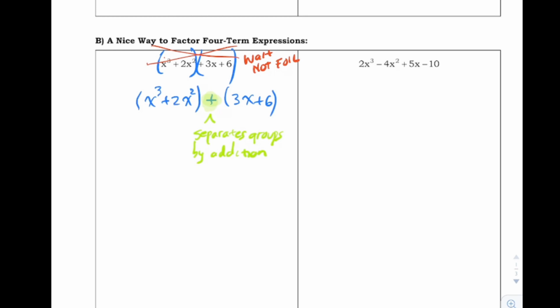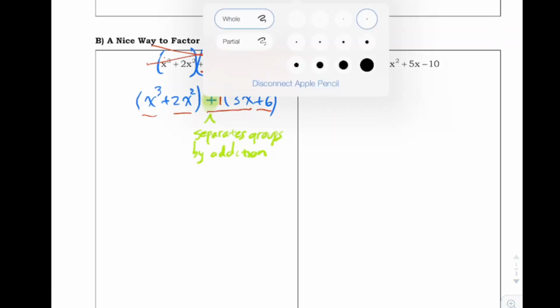And notice that if you were to get rid of this plus, what would you do? It's kind of like having a plus 1 in front, right? You'd have this x cubed plus this 2x squared, and then you'd have 1 times 3x would give you the 3x, and then you'd have 1 times 6 would give you the 6. See, that's exactly equivalent to what we started with.